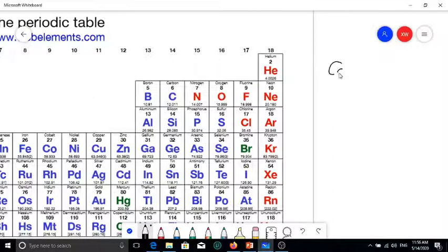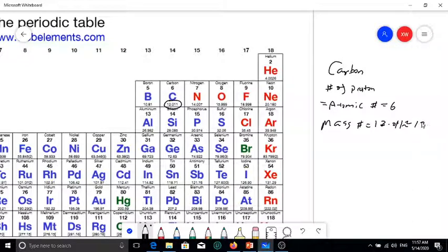When you look at the carbon, the number of protons, which is the same as the atomic number, is 6. Now, according to the periodic table here, usually you will find a mass number of 12.011. Okay, and it can be easily rounded down to 12.